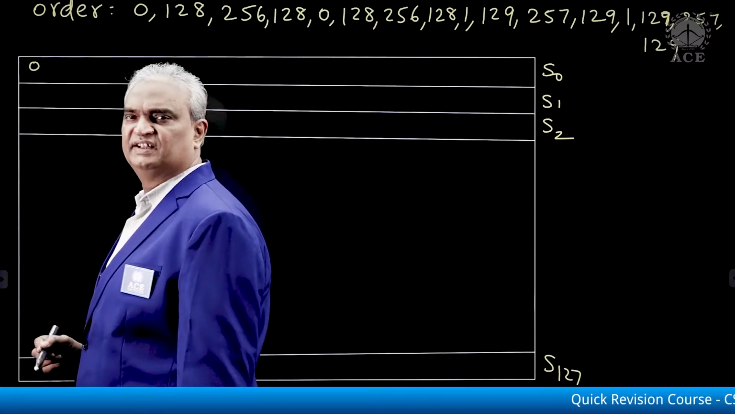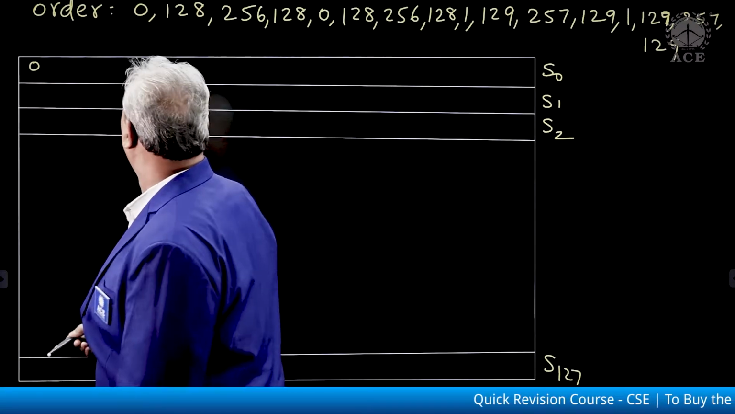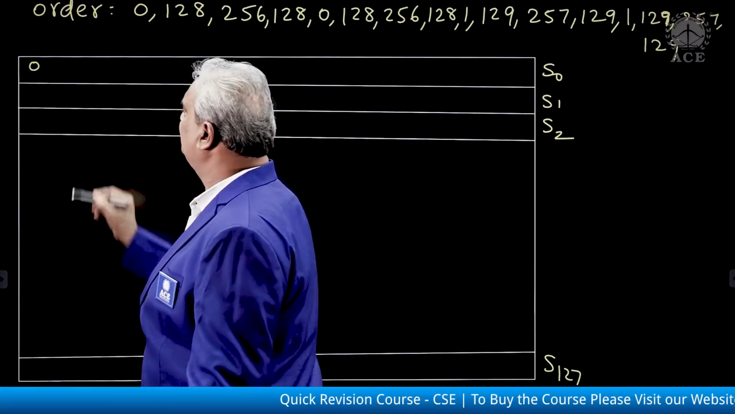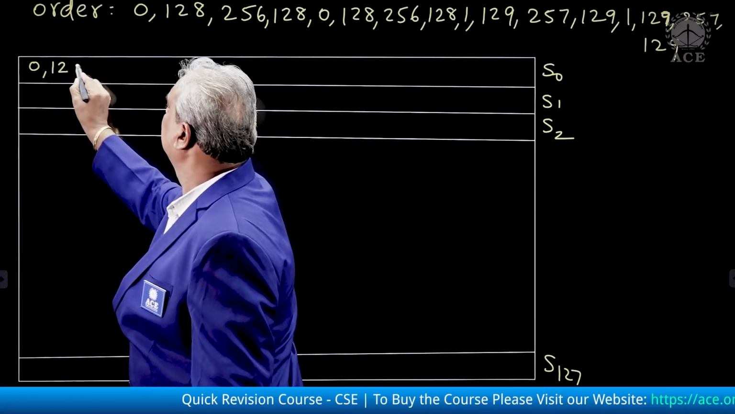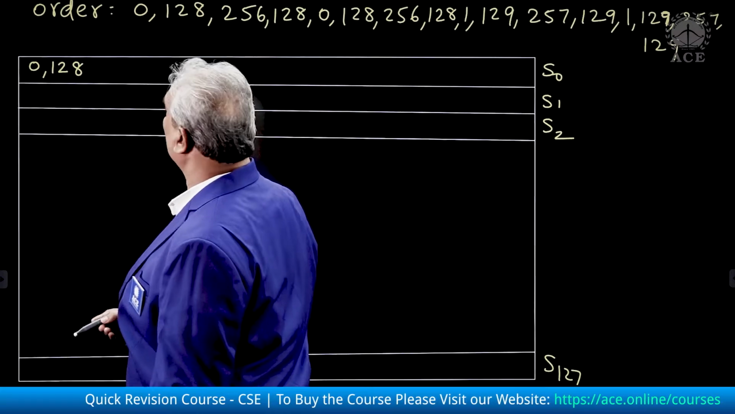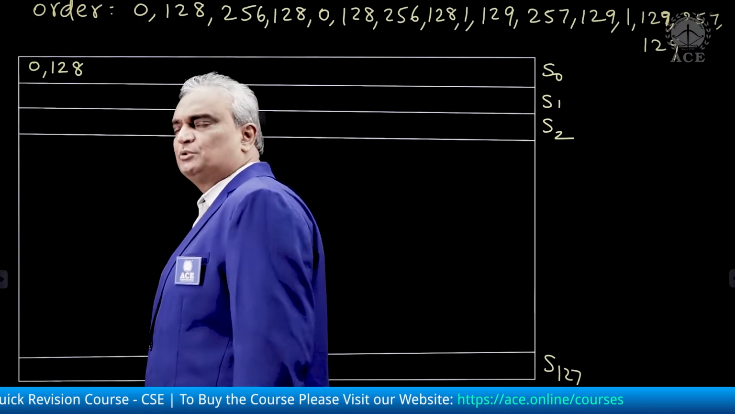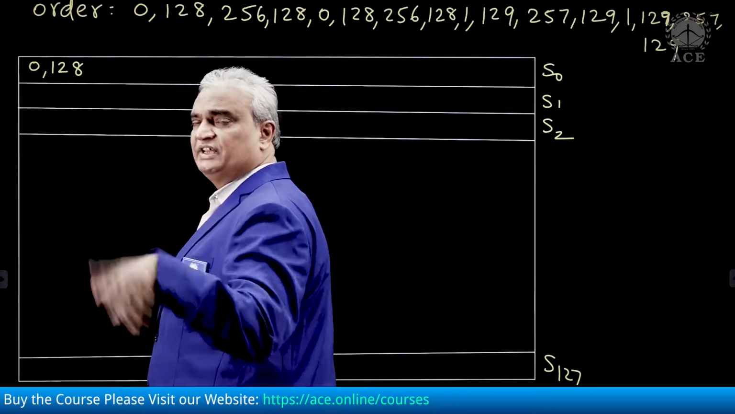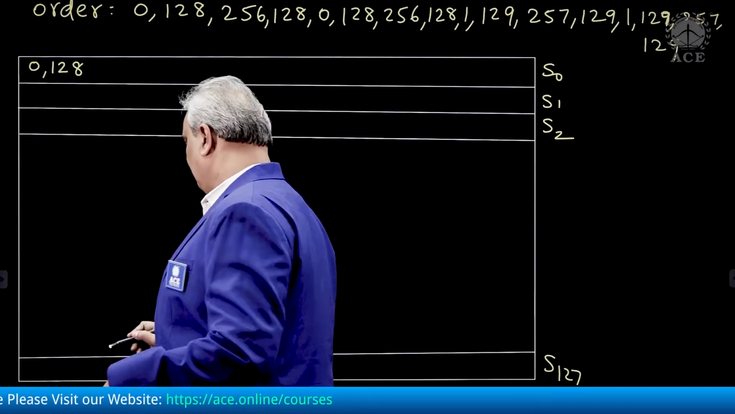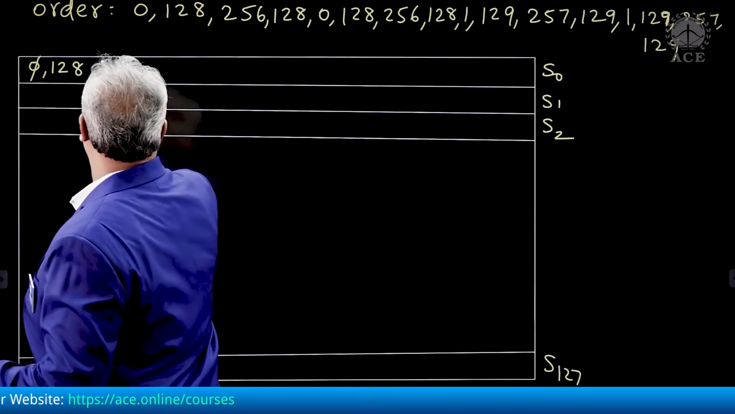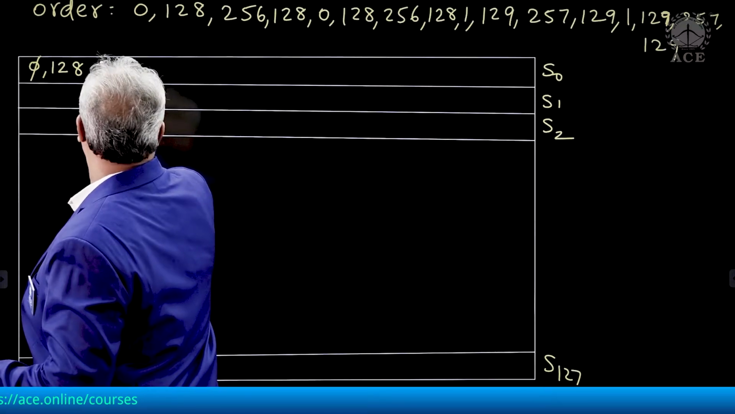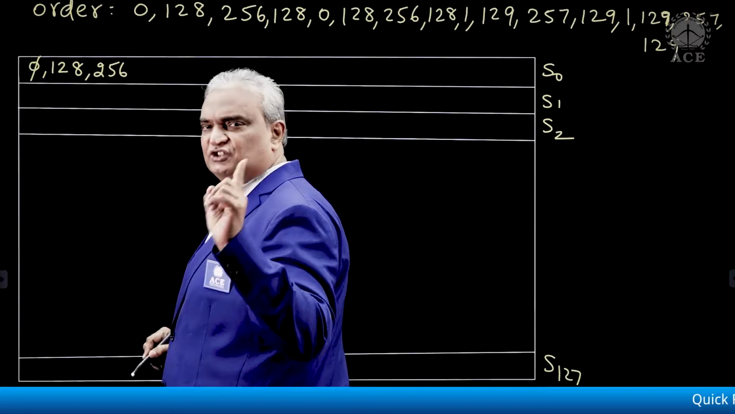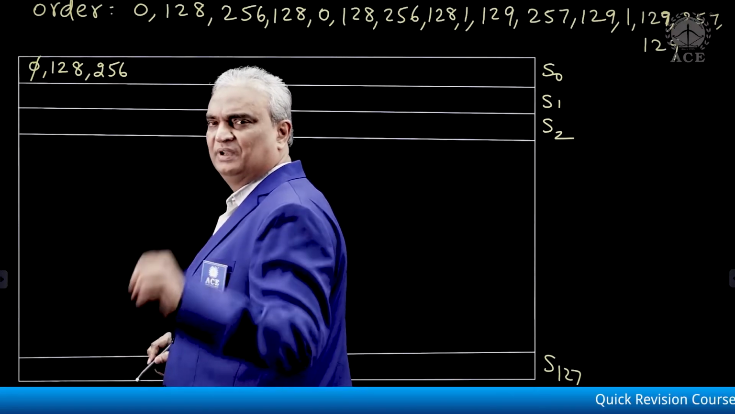Which type of miss is it? Compulsory miss, the first type. What about the next one? 128. 128 mod 128 is 0. Next, 256. 256 mod 128 means 0. Then, which technique does it use? LRU. That's why 0 is replaced with 256. Why? Associativity is 2. One set permits only 2 blocks.